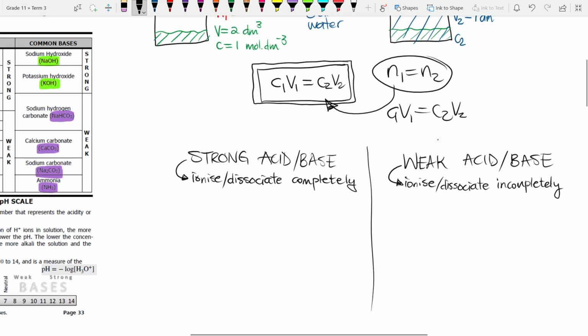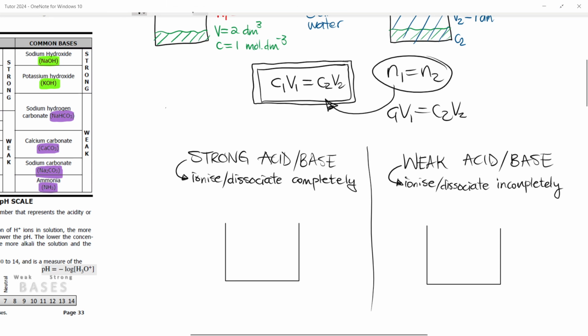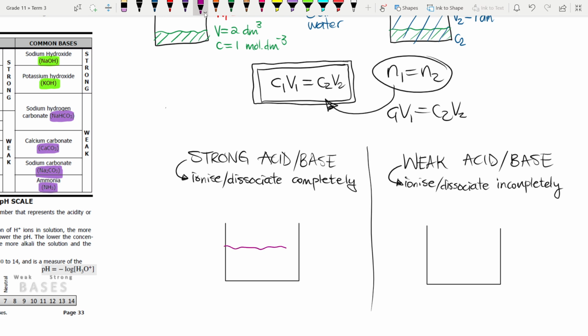Okay, so let's say we have an example. We just put a strong acid in a beaker, or a weak acid in the same beaker for the second example. Let me actually make this look like a beaker. Okay, so we add the acid or the base that is strong in water.